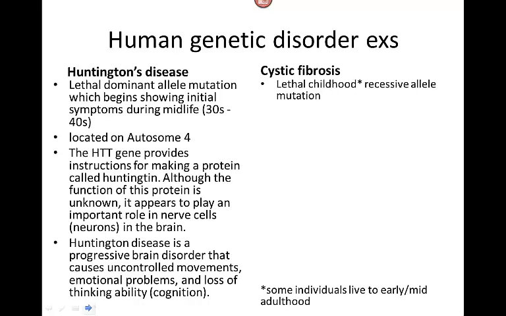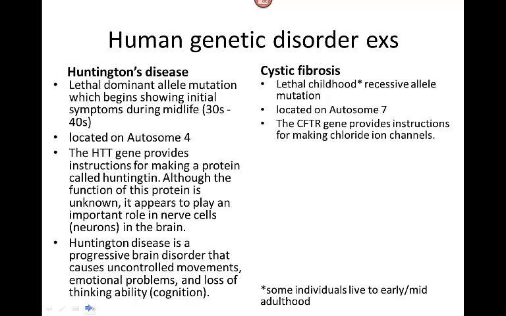Cystic fibrosis is the opposite of Huntington's disease in that it is a recessive allele mutation, but it is still lethal. And it usually kills in childhood, though with modern treatments, some people can live into early or mid-adulthood. Where is it located? On a totally different autosome, autosome 7.